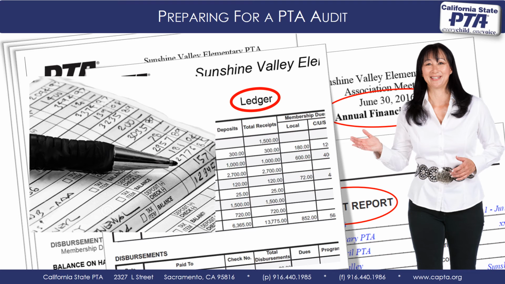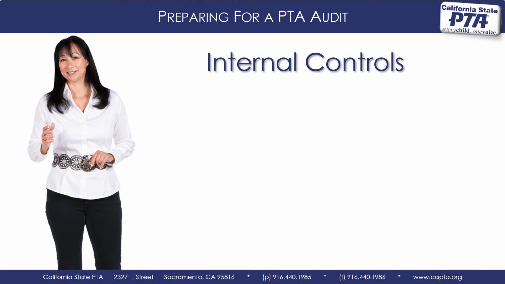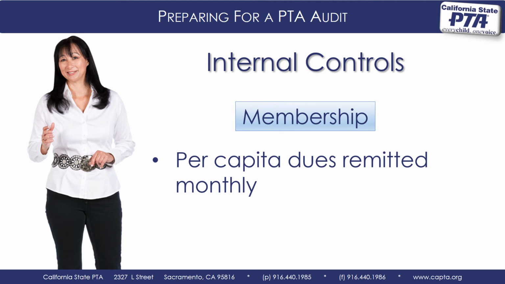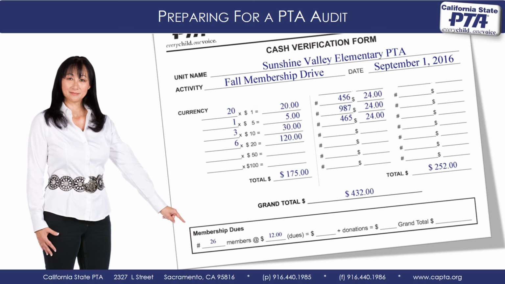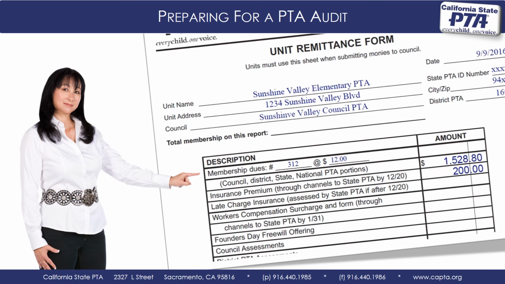The controls that protect membership dues include the requirement to remit dues monthly. The auditor will compare cash verification forms with unit remittance forms and financial reports to verify that per capita membership dues were remitted to California State PTA monthly.